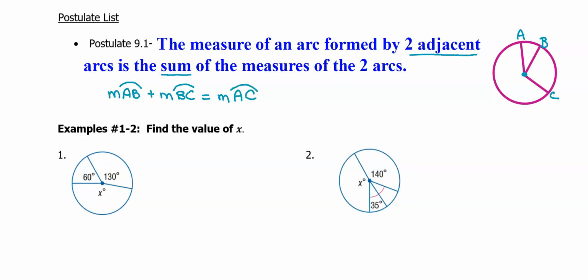And again, if this was 90 here and this was 20, I could say 90 plus 20 would give us 110 for the arc AC.